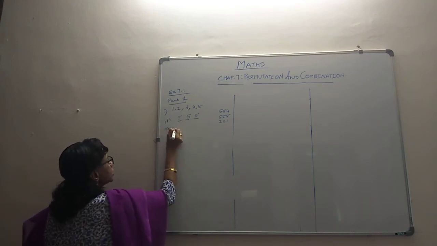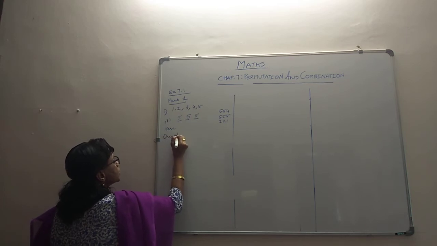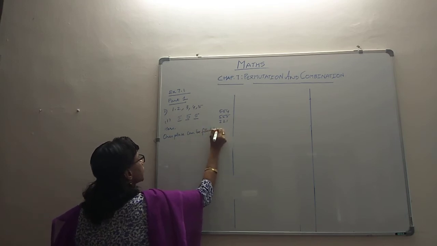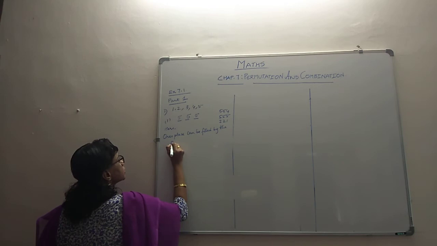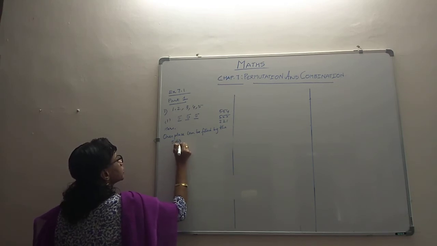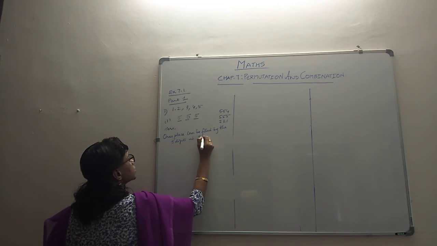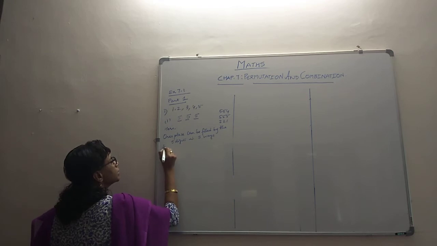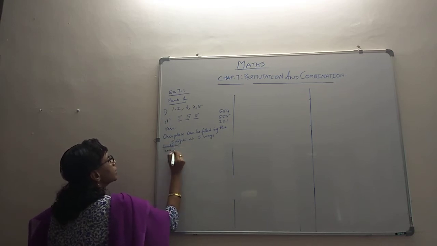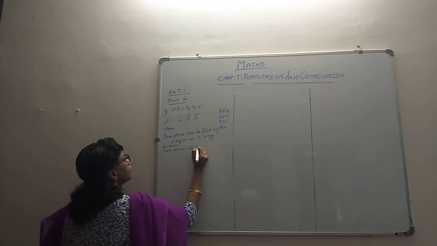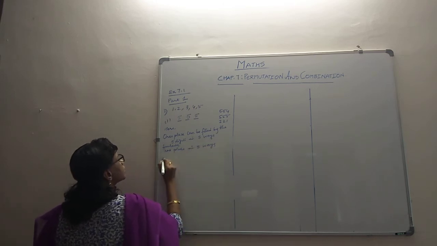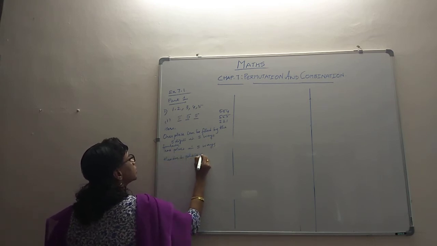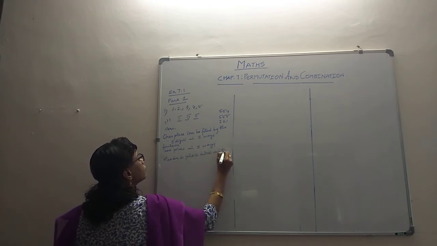So we can write here: the ones place can be filled by the 5 digits in 5 ways. Similarly, the tens place in 5 ways, and the hundreds place also in 5 ways.